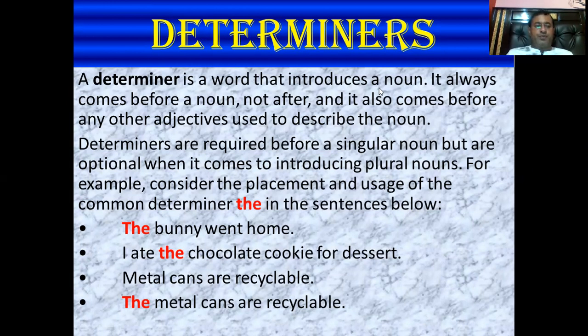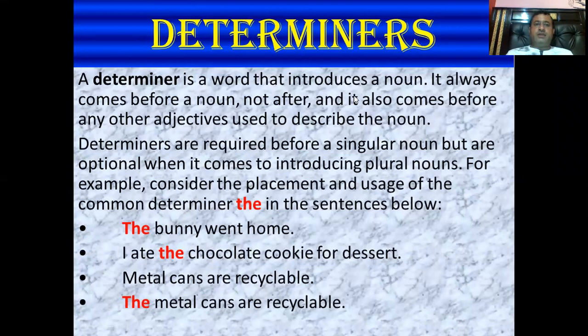Here you need to note also that in the third example there is no determiner, as determiners are optional for plural nouns and noun phrases. When you want to discuss the noun in general, that is all metal cans, you don't need a determiner for plural nouns. However, the fourth example shows that you may add a determiner to the specific noun, that is the metal cans. Here it is: the metal cans are recyclable.